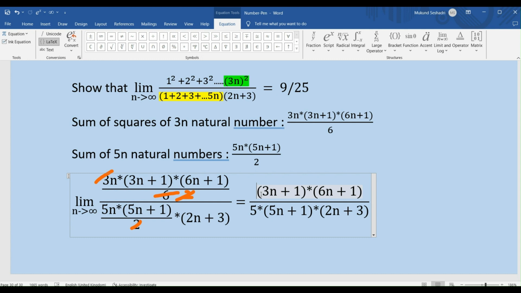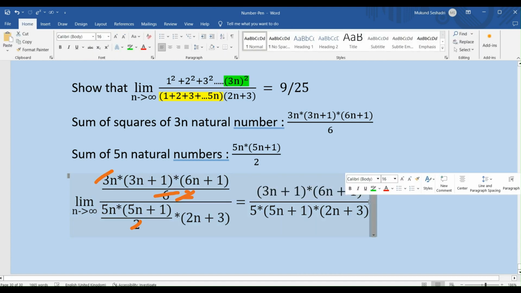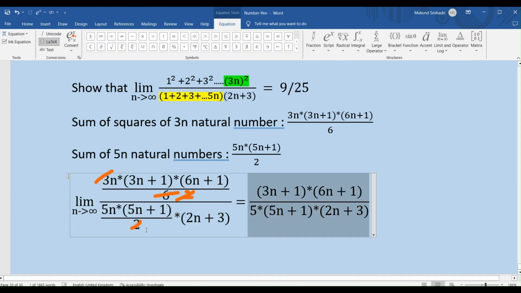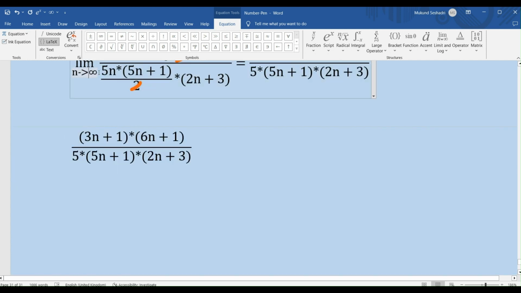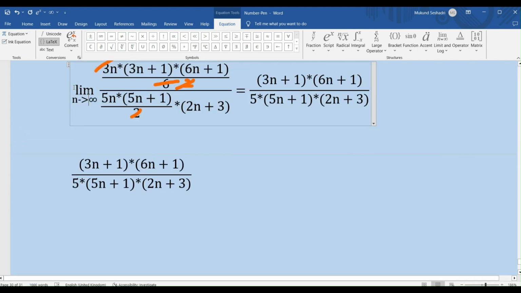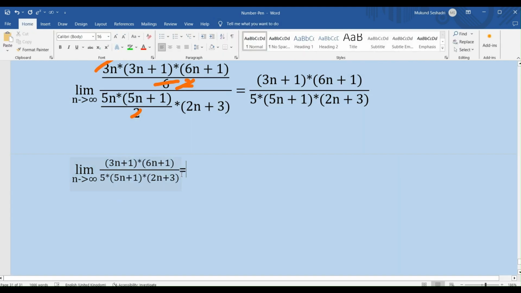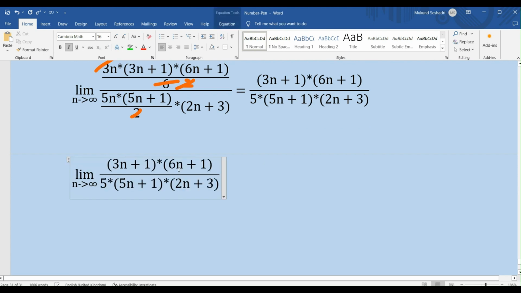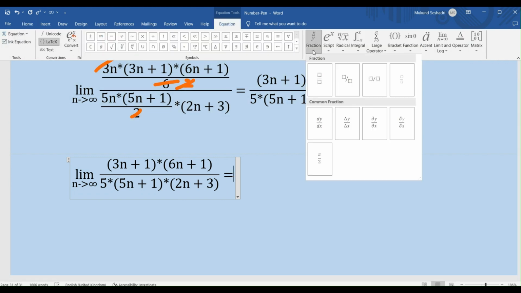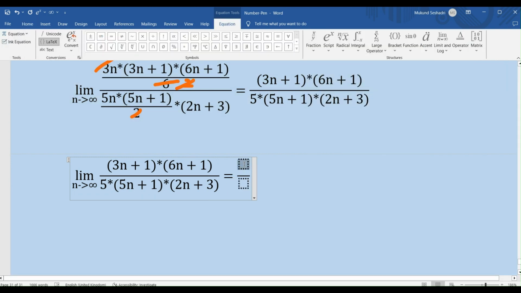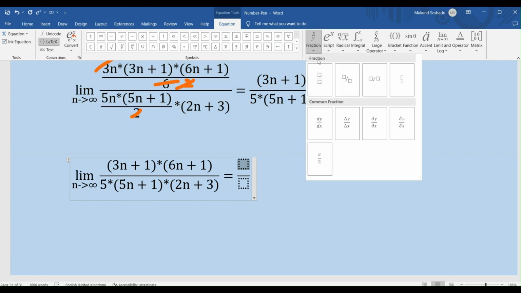So what we do here, I'm going to copy this expression in the next line. And we have been asked to find the limit as n tends to infinity. All that I'm going to do is divide the numerator and the denominator by n square, right? Because that's the degree of the denominator that I have.